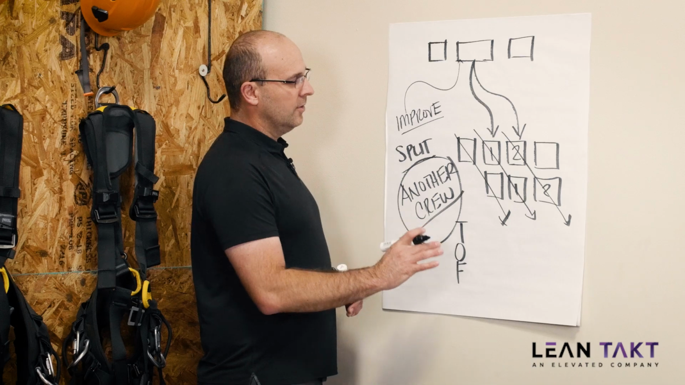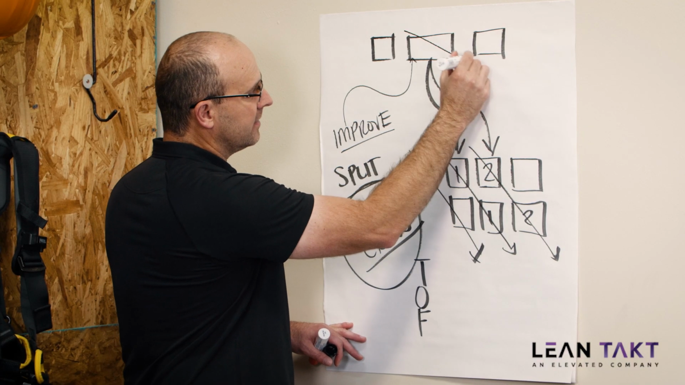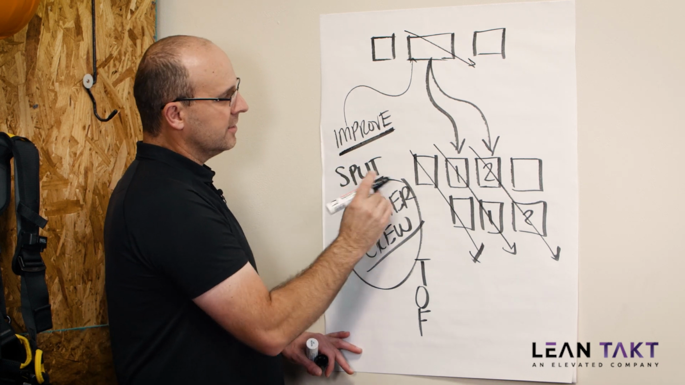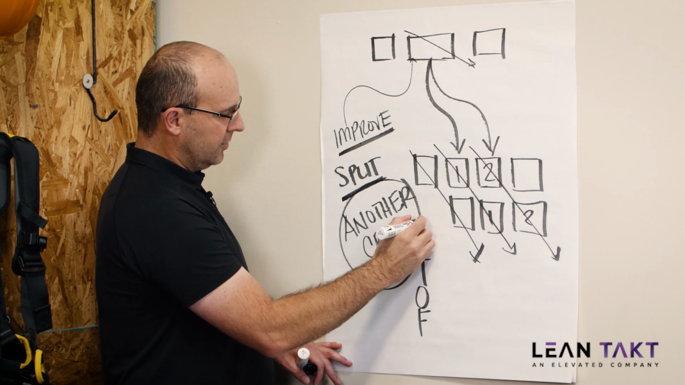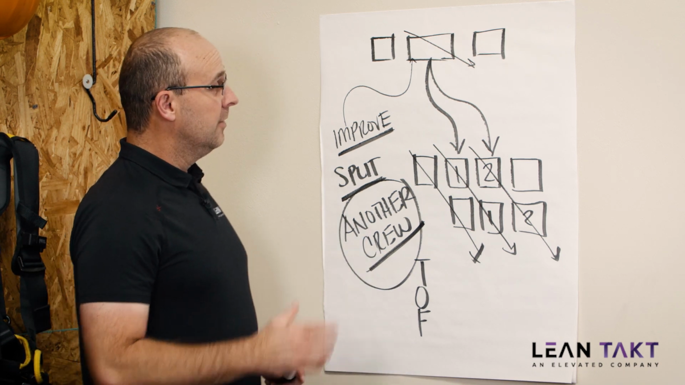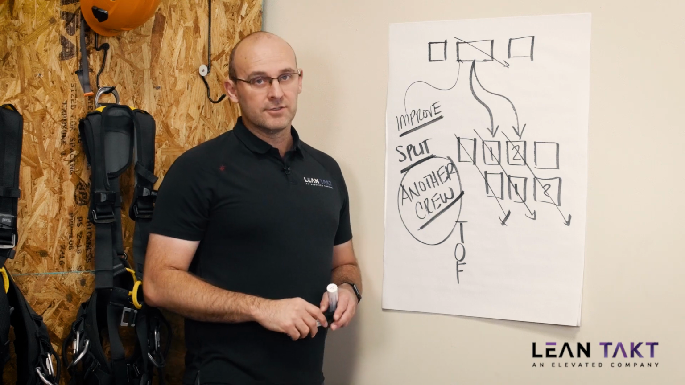So again, we do not want this scenario where as this cascades, this becomes the bottleneck. So you can either improve it to shorten the duration, you can split that crew into two, or you can add another crew. There's probably 3 or 4 other really good ideas here. But when you want to level, this is definitely something that you should consider.